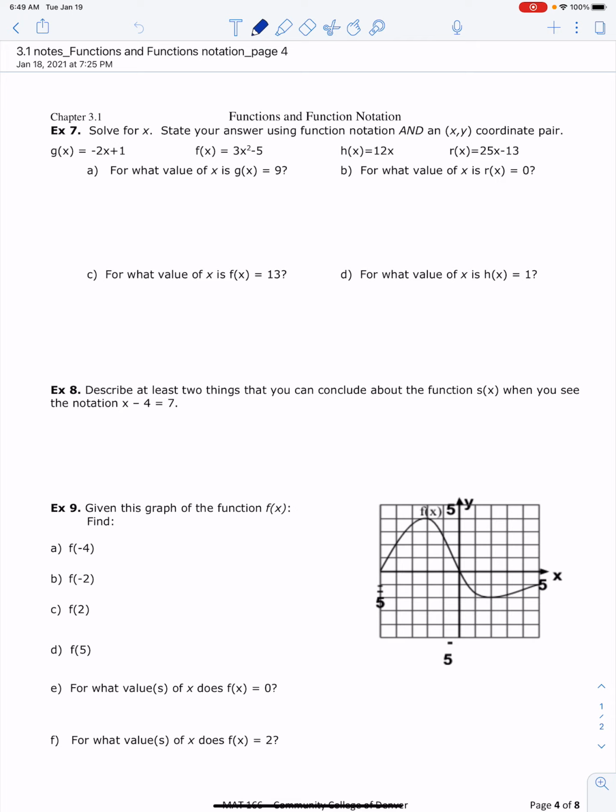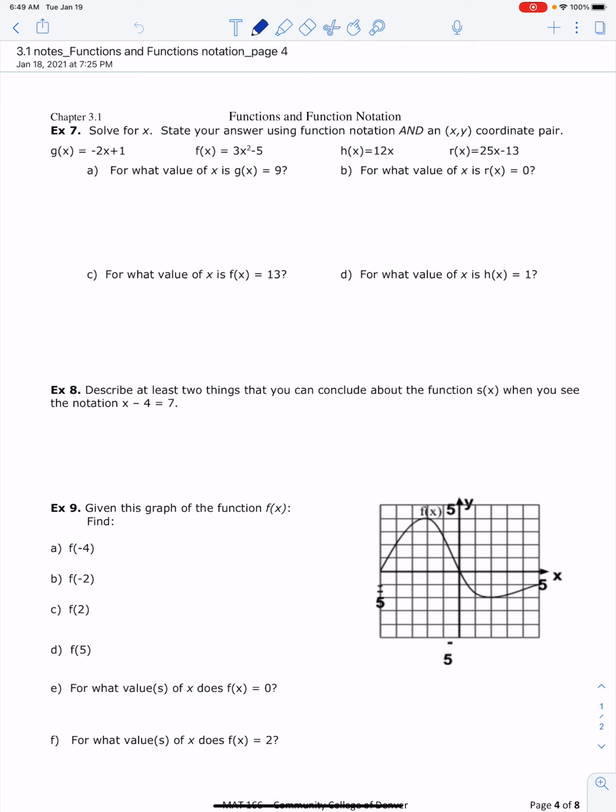Okay. 3.1 notes, function and function notation. This is page 4. Lots of computations here. Pretty straightforward algebra, so it shouldn't be anything that takes us too long. So example 7 asks us to solve for x, and we want our answer stated using function notation and an xy coordinate pair. It's important to remember that these functions give us relationships. Those relationships are what we plot.